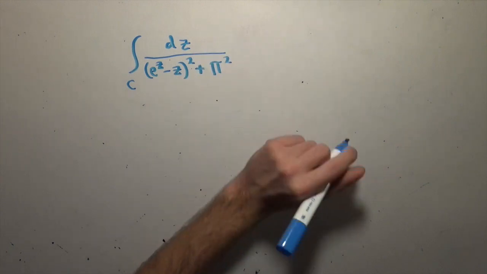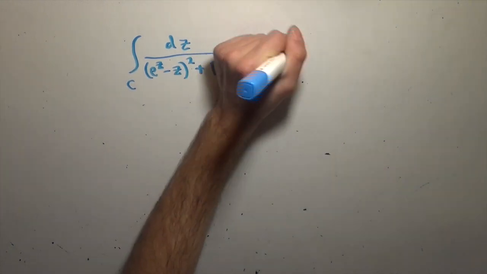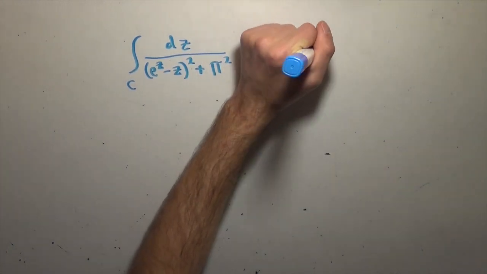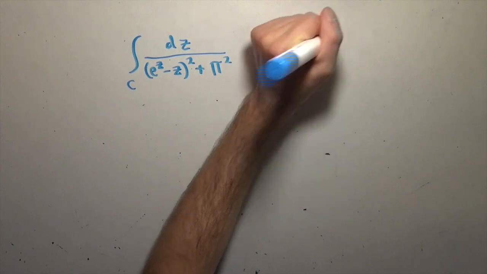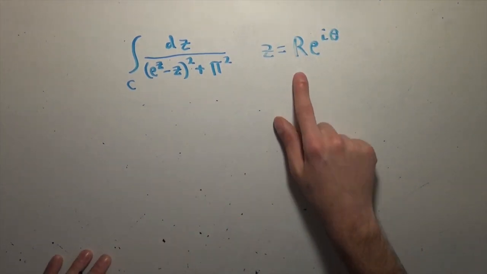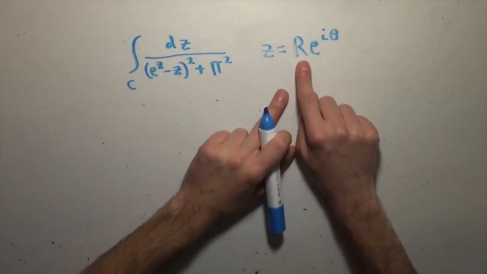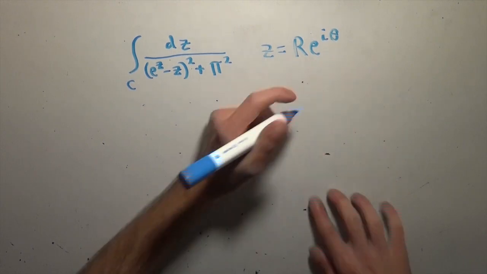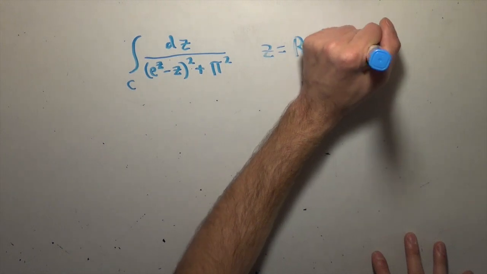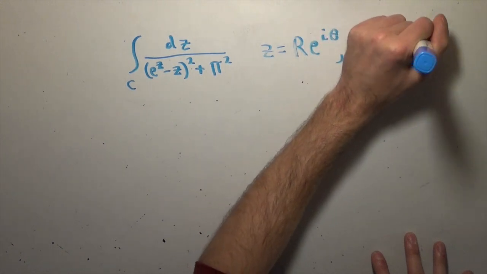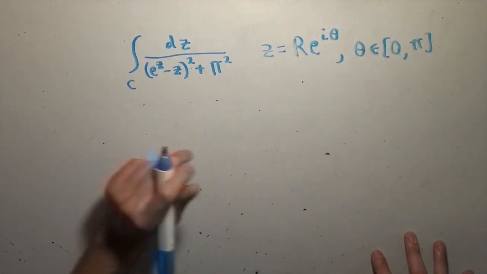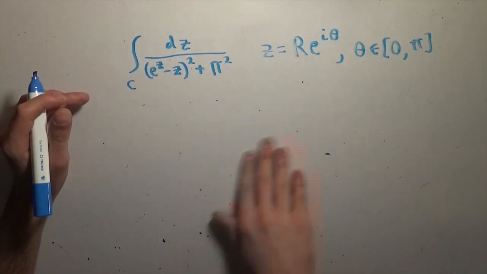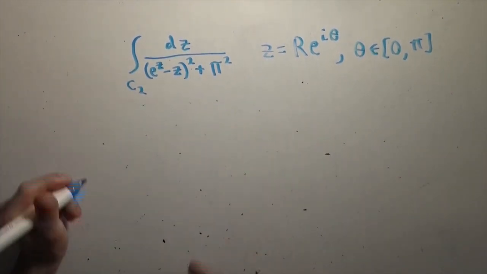So we're going to let z equal r times e to the i theta. The reason we're doing that is because this will make sure that the size of our number is r and that it's going along a circle as theta varies from 0 to pi. So theta goes from 0 to pi. Remember, we're just looking at the semicircle arc here, so I should say C2.